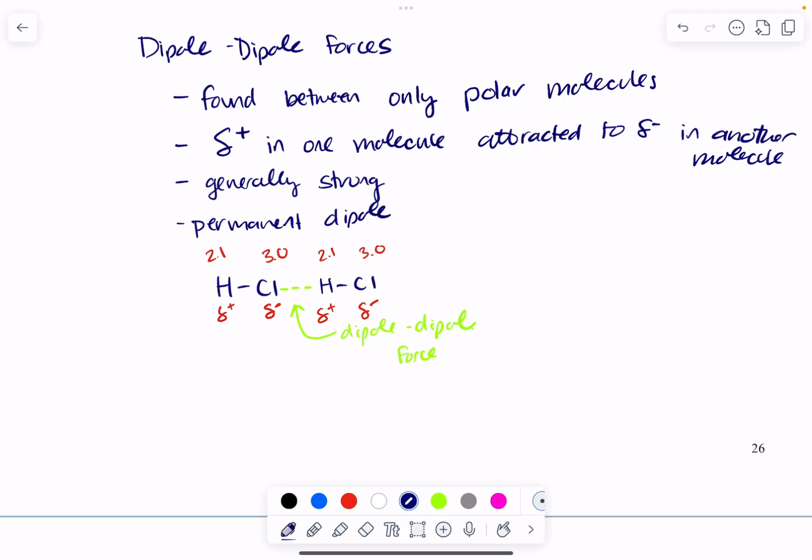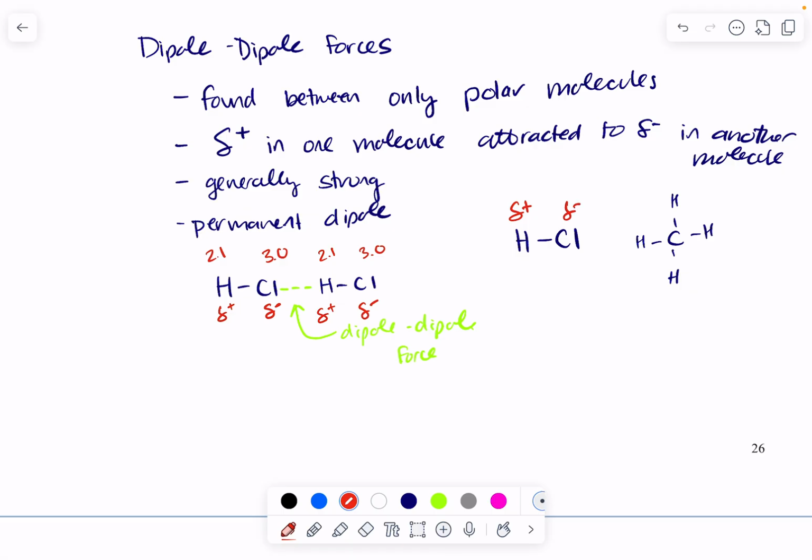Another scenario could be, let's say I dissolve HCl in something like methane. Or I try to, I should say. HCl is still a polar molecule. It's got its delta positive, it's got its delta negative.